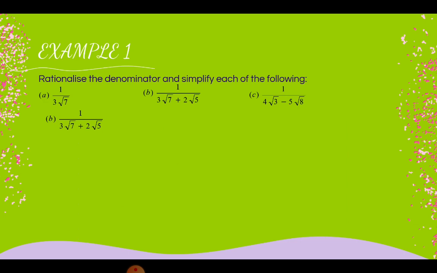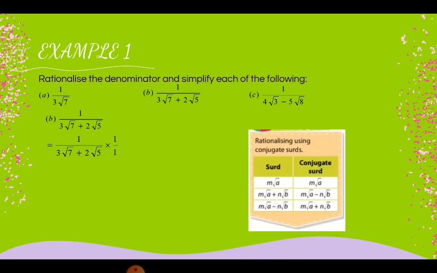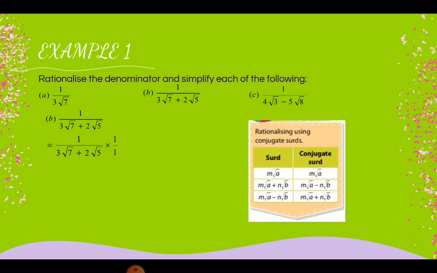Okay, for B, we have 1 over 3 surd 7 plus 2 surd 5. So, the same thing, we need to know that this fraction is actually the product of 1 over 3 surd 7 plus 2 surd 5 times the fraction 1 over 1. So let's look at which case this question involves. So the question involves the operation plus.